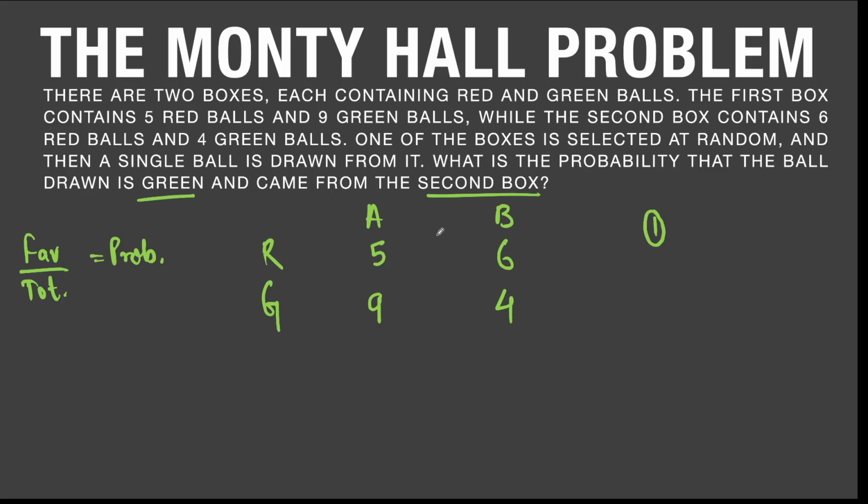So the favorable outcome is going to be choosing box number 2, the second box. That means there is only one choice, which is the second box, and the total number of boxes we have is 2. So 1 by 2 is the probability of choosing the second box, right?